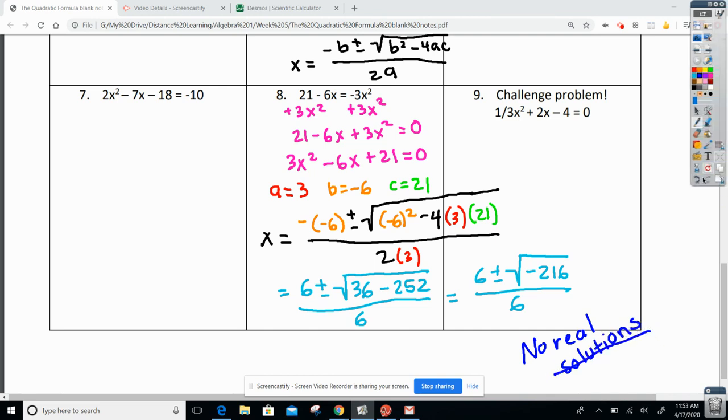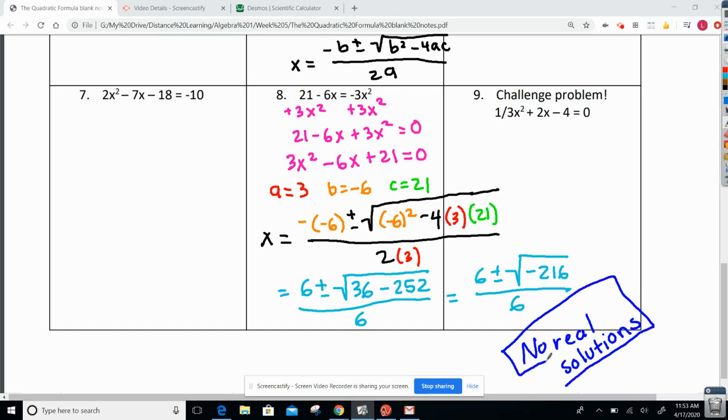Oh man, that was awful, guys. I'm sorry. No real solutions. Anytime you get down to the end here and you have the square root of a negative number and you've simplified it as much as you can, stop and say no real solutions, because we can't take the square root of a negative number. All right, and we're done. Number 8 is done. That is our answer.